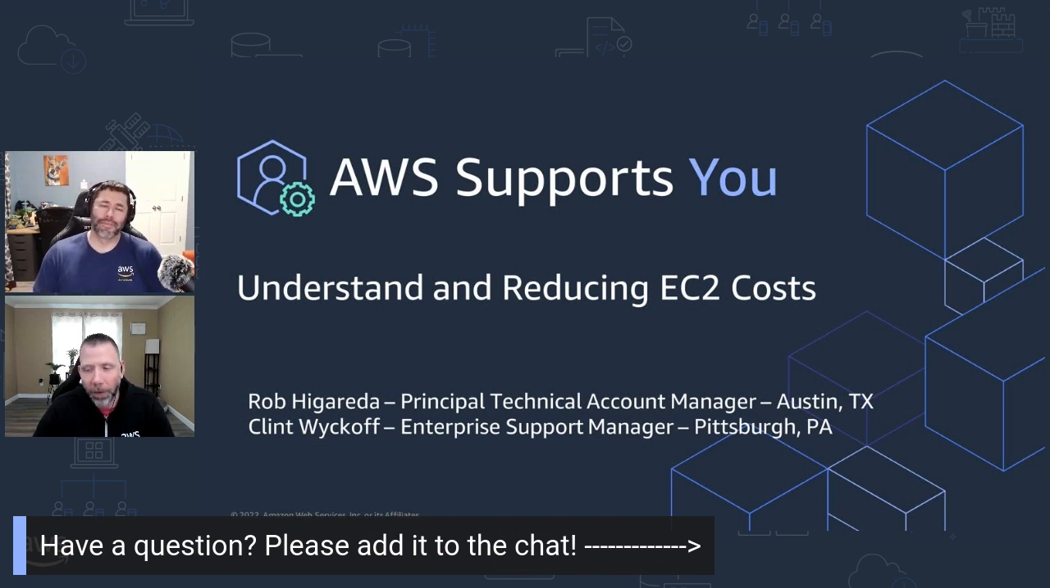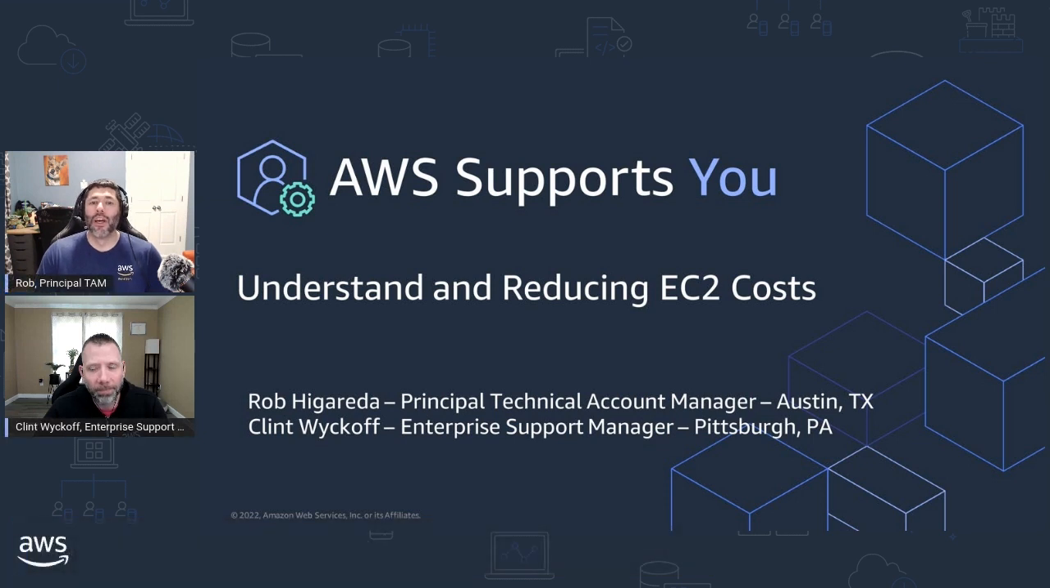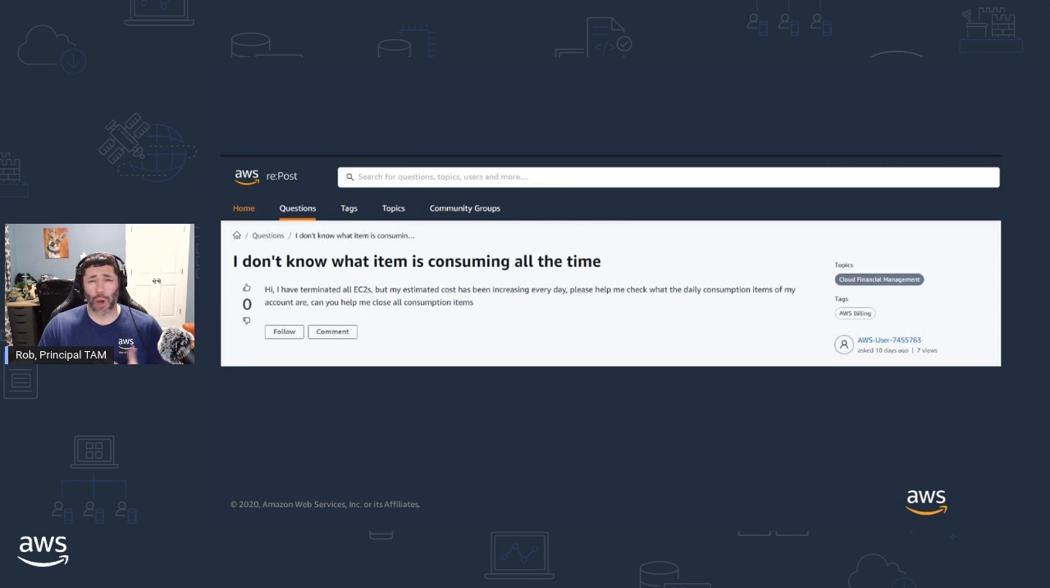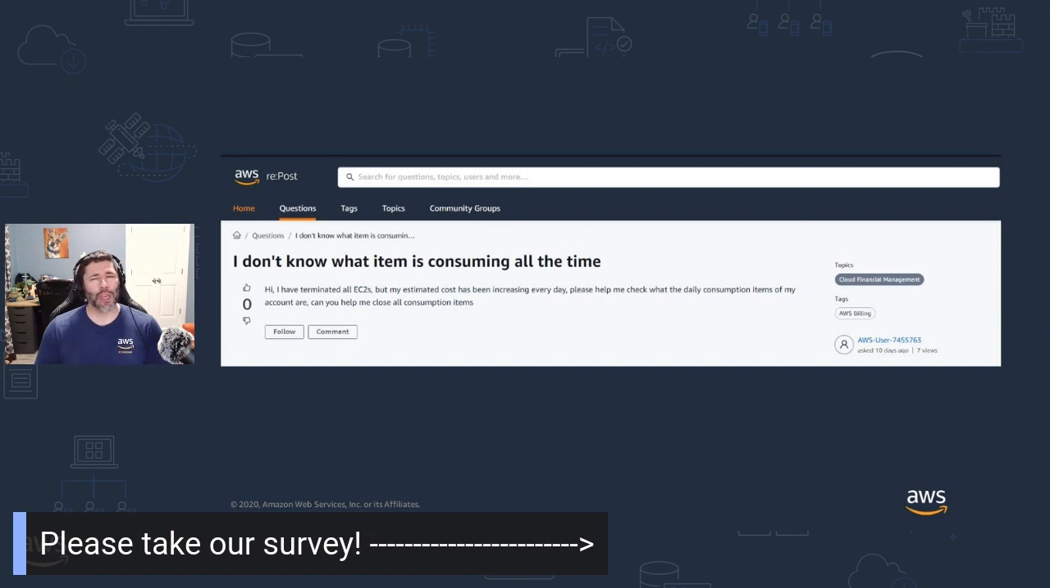So Rob, we are going to be talking about understanding and reducing EC2 costs. Want to give us a rundown of the agenda and things that we're going to go through? Sure. Thanks, Clint. Yeah, so we're going to be covering understanding and reducing your EC2 costs. We're also going to look a little bit more into answering this question from re:Post that we got as well. A little less on specific EC2 costs, but a little bit more on the understanding of AWS costs.